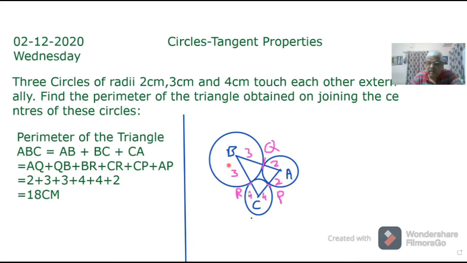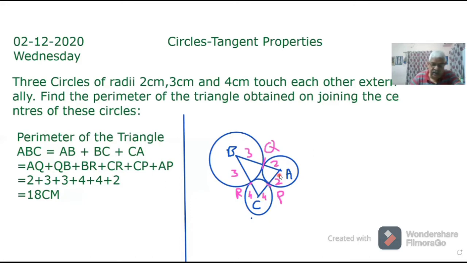Now, the perimeter of the triangle. Remember, children, perimeter is the sum of all the three sides of the triangle. Now, for triangle ABC, the perimeter can be written as AB plus BC plus CA. Here AB can be written as AQ plus BQ. Next, BC can be written as BR plus CR. Next, CA can be written as CP plus AP.